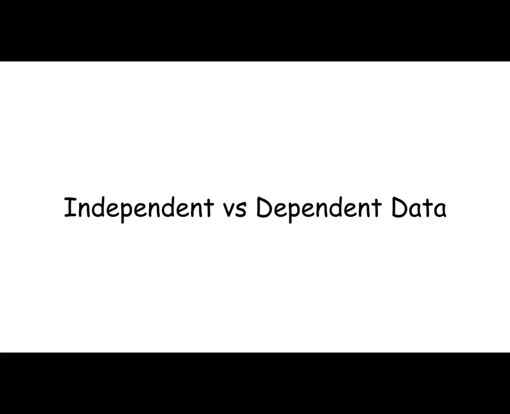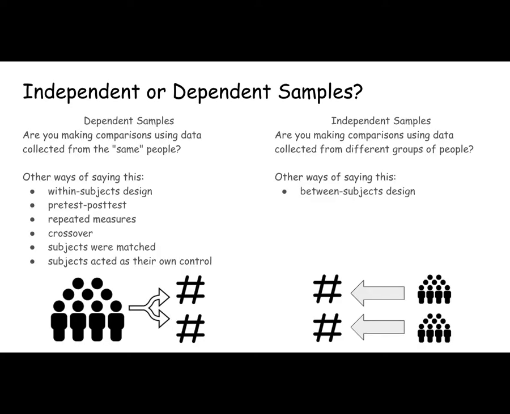A key factor in choosing the appropriate statistical analysis for data in a study is whether that data is dependent or independent. Dependent samples means you're comparing data collected from the same people. And independent samples means you're collecting data from different groups of people.